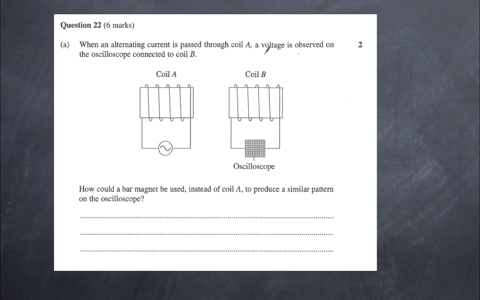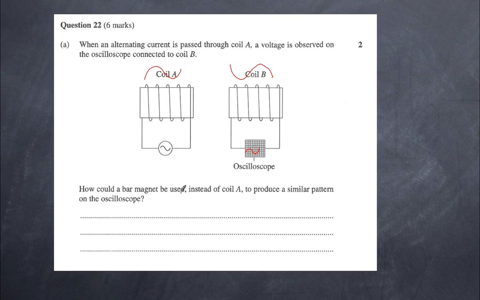Question 22. When an alternating current is passed through coil A, a voltage is observed, and the oscilloscope is connected to B. So basically you should notice that coil A has an alternating supply, so the oscilloscope will show an alternating supply, though the current will actually be in opposition to A. So for example, if coil A is in this direction, then coil B will be in this direction.